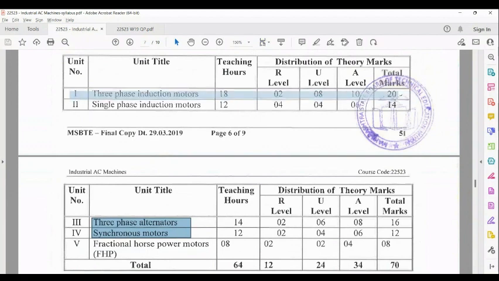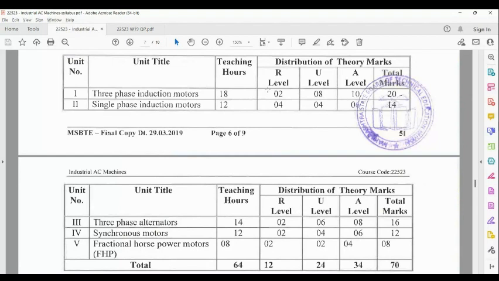So the first unit of 20 marks, in this there are 3 levels of questions: remember, understand and analyze. Remember questions are of 2 or 4 marks, maximum 2 marks, like define, give, list, state. The next level is understand level, with questions like compare, explain, draw. And in analyze level, you will have questions like numericals, derivations like derive an expression, or describe, explain in detail for 6 marks.